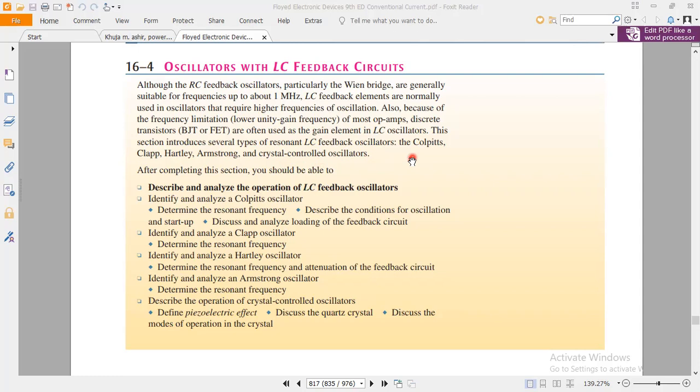These are the major types of LC oscillator which are commonly used in different kinds of processes, control systems, and further in microcontrollers and microprocessors. These are the particular types and nature of feedback oscillators which are made by LC feedback circuits.